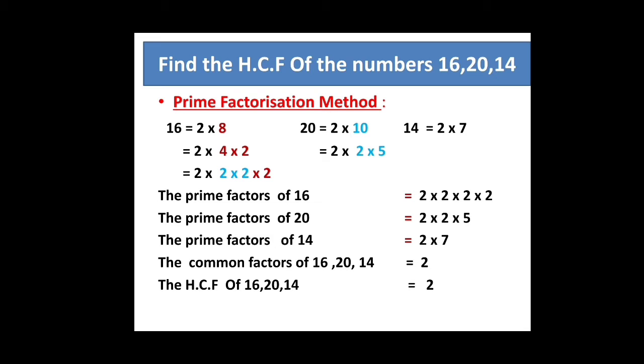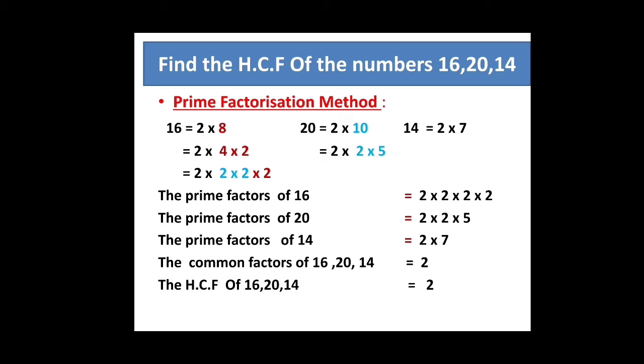So now let's write the prime factors of 16. 2 into 2 into 2 into 2. Here we have 4 2's. Next, the prime factors of 20 are 2 into 2 into 5. The prime factors of 14 are 2 into 7. Now let's check the common factors of the numbers 16, 20 and 14. If you observe, 2 is common in all the three numbers. Other than 2, we don't have any other number. So now what will be your HCF? The HCF of 16, 20 and 14 is 2.